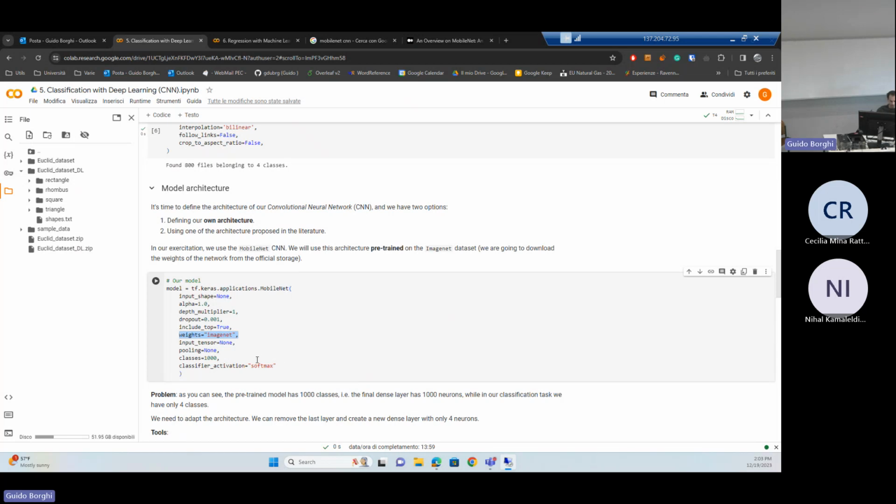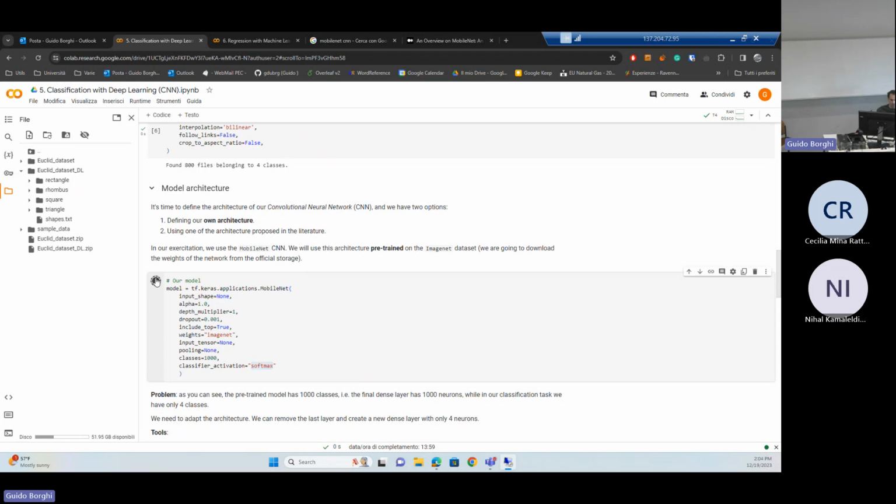Another important element, for example, is here the number of classes. That is 1,000, since we are using the network pre-trained on the ImageNet dataset. And also we have the classifier activation, the softmax activation function, since we are in a classification task. So we want to use the softmax in order to use the cross entropy loss function.